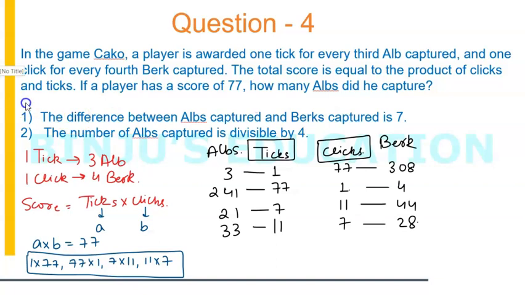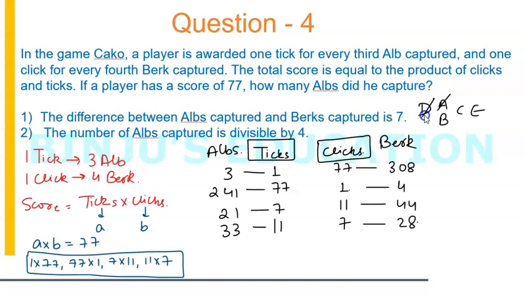Now first statement: the difference between alps captured and bergs captured is 7. Like if I see the number 3 and 308 is definitely not 7, 241 and 4 definitely not 7, 21 and 44 definitely not 7, 33 and 28 difference is 5, which means I don't have anything. So none of the 4 options satisfy, or basically I can't eliminate any of the 4 possibilities. So does statement 1 give me a correct answer? No, it doesn't, which means A goes out, D goes out. The number of alps captured is divisible by 4.